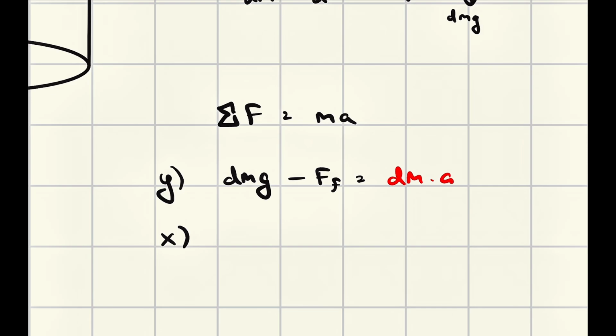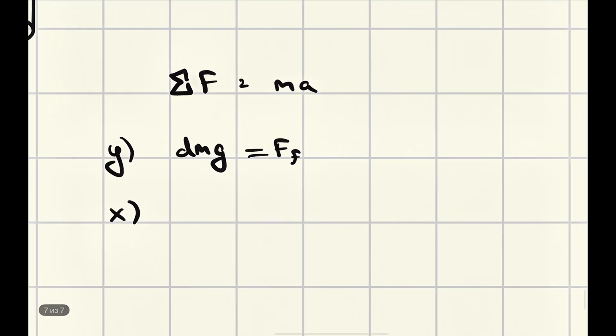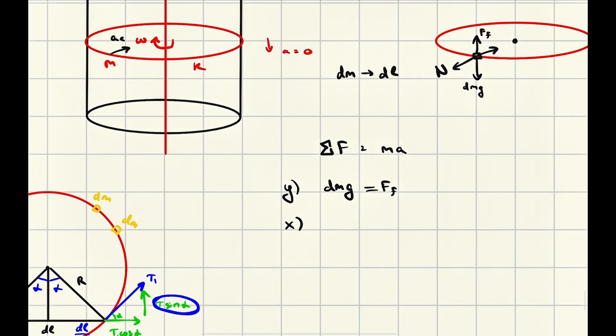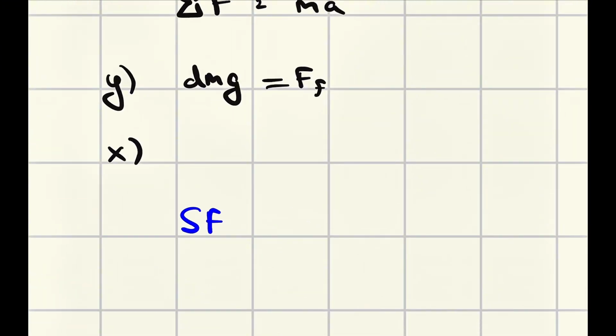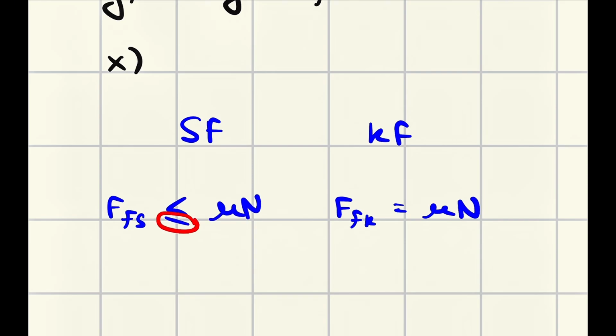If this is dma and a is equal to 0, this whole part is equal to 0. It means that I can write it like this. This is just 0, and if I move this thing here, it will become positive. So it's going to be dmg equals friction force. And I also know that there are two types, static friction and kinetic friction. The difference is that in kinetic friction, F friction K is exactly mu n. In static friction, F friction static is smaller or equal to mu n.